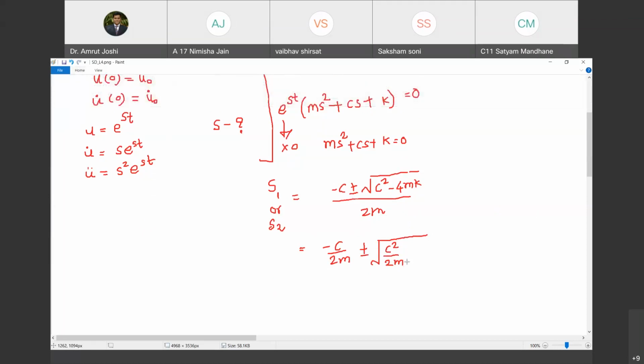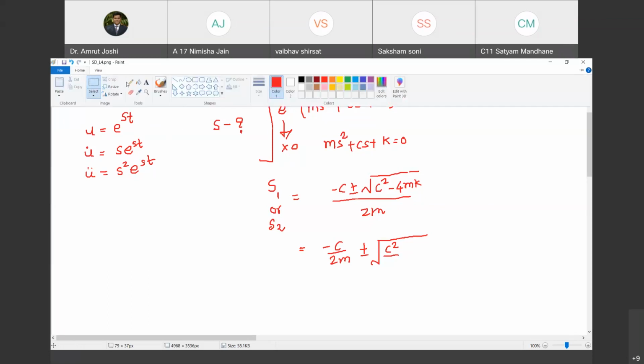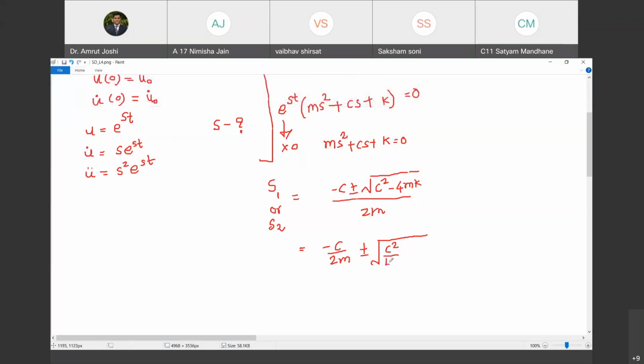Look, I am doing mathematical simplification. There is nothing else. See this 2m is outside the square root sign. If I have to take it in the square root sign, it will be c square upon 4m square. Happy? And minus 4mk upon 4m square. Happy?